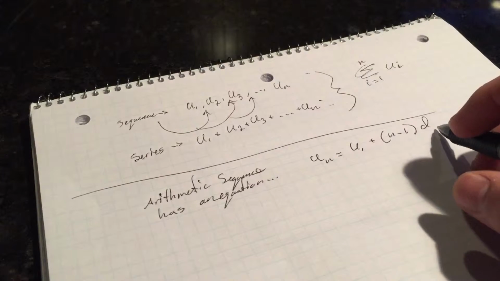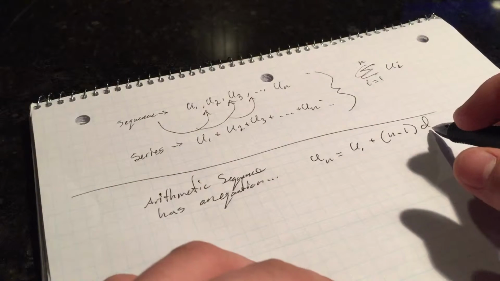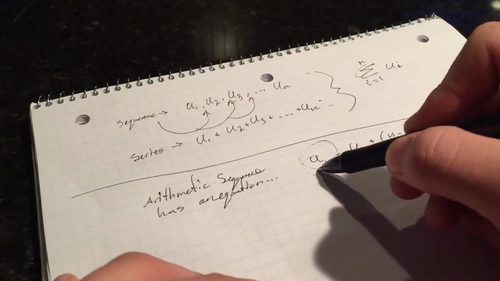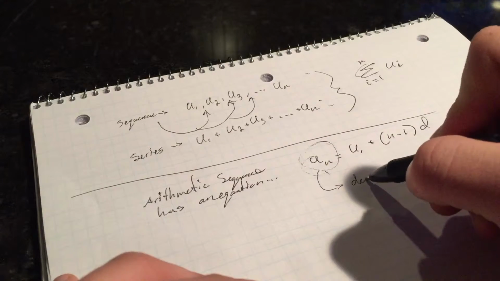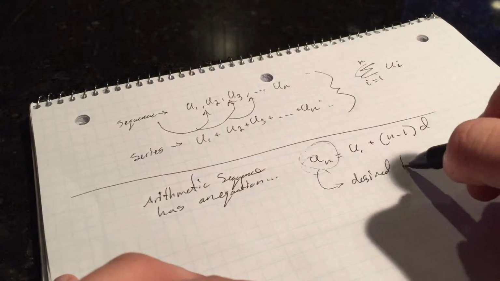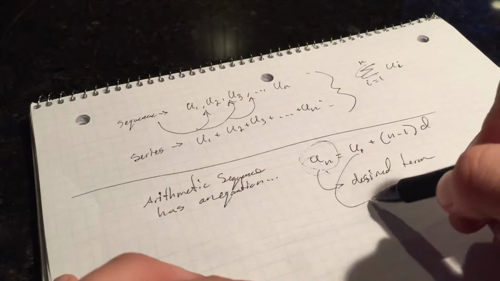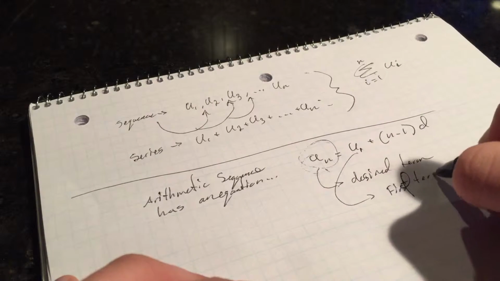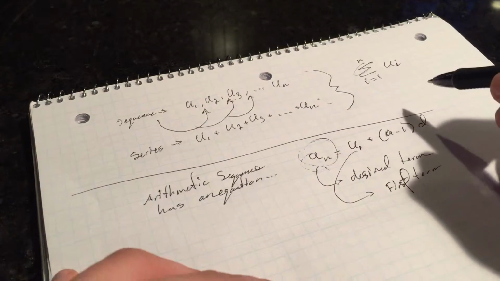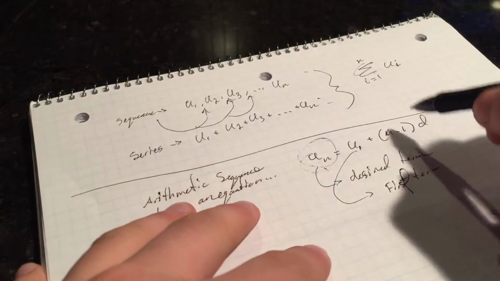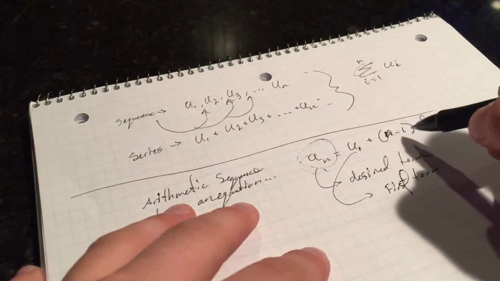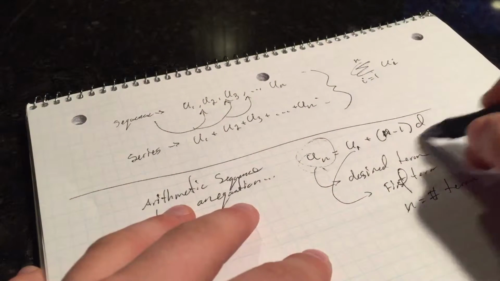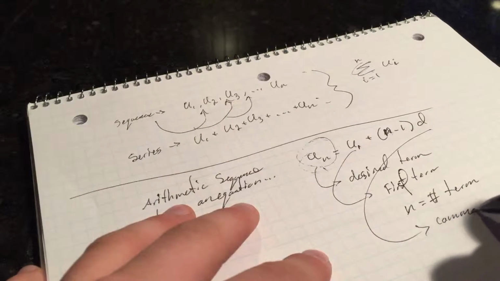Now, if we were to pick this apart, we know that U sub n is the desired term you were trying to find. U sub 1 is, of course, the first term. n is the number term, meaning which number term it is, and d is the common difference.